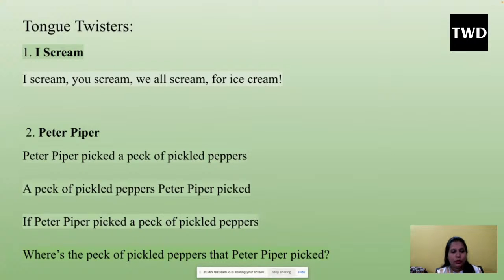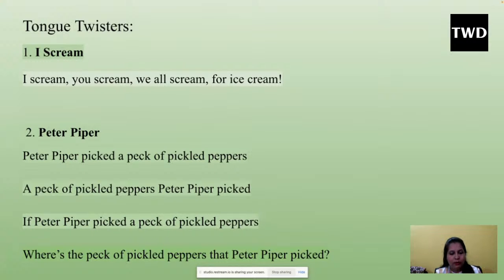So let me read the first tongue twister for you. That is, I scream. And see, it is so beautifully prepared. After I, it is S. I scream, so that you cannot make that E sound in between. It will come out very fluently. But if you are too much of an E sound maker, then you are going to make that E sound: I-e-scream. It is wrong. I scream. You scream. We all scream for ice cream.